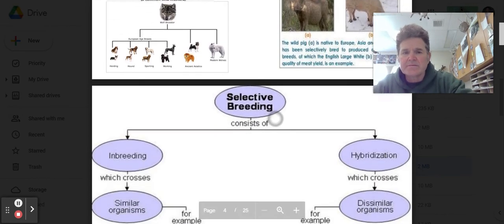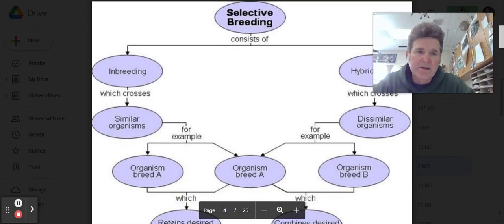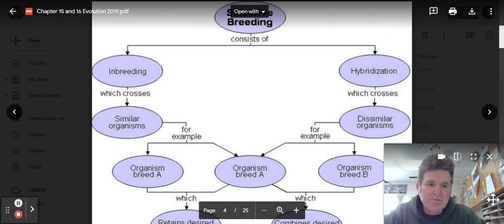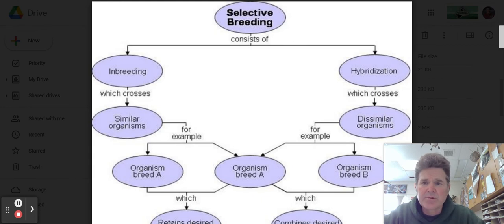We'll talk about that later. So, selective breeding. When we think about selective breeding, we think about kind of two ways to do this: inbreeding and hybridization. Inbreeding means that you're going to breed two similar organisms together. And what I mean by that is when you talk about corn, you're going to breed sweet corn to sweet corn, or field corn to field corn. You want to breed two similar organisms. If you're raising puppies and you want to raise a poodle, you breed a poodle to a poodle, similar organisms.